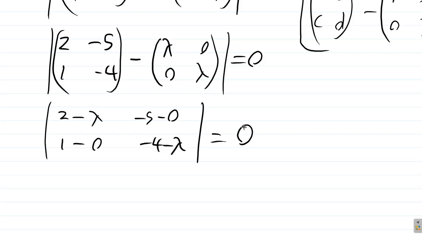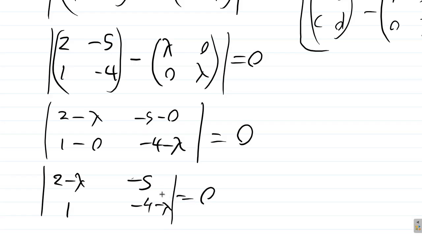All right, good. So therefore, what is going to happen? All right, let's rewrite this as 2 minus lambda. Just simplify what you have. Negative 5 minus 0 is just negative 5. 1 minus 0 is 1. Negative 4 minus lambda. You have to keep it as negative 4. Negative 4 minus lambda. Alright? So you have the determinant of that equals 0.